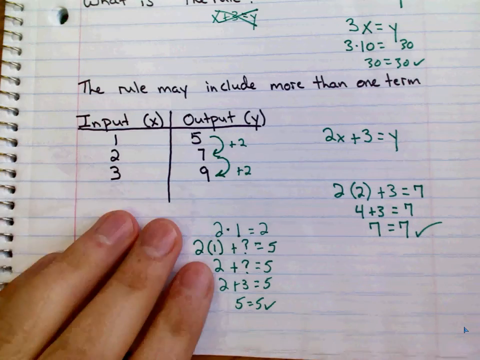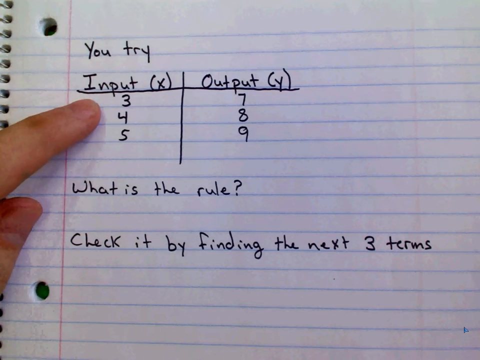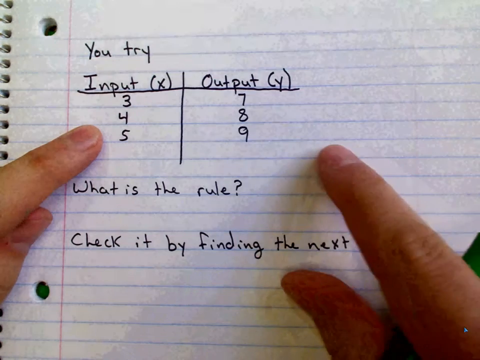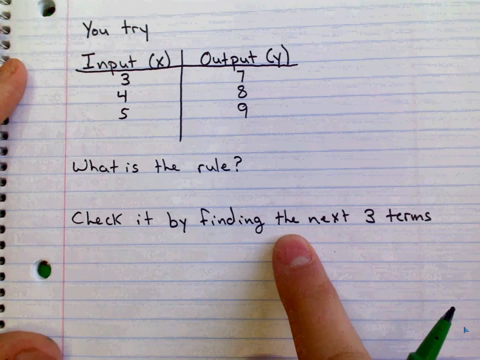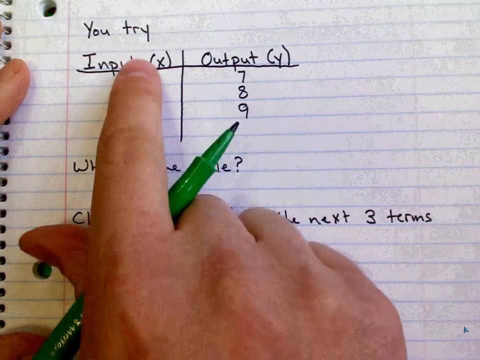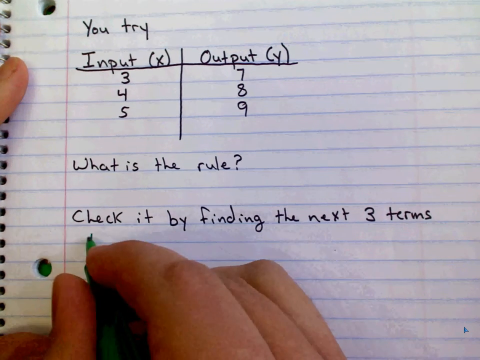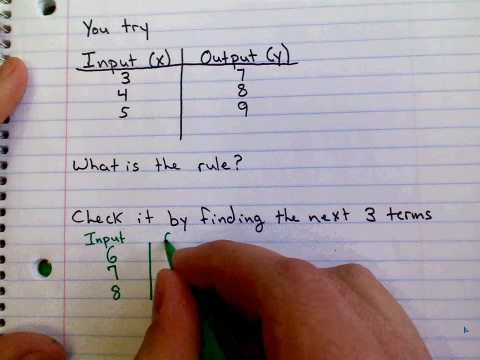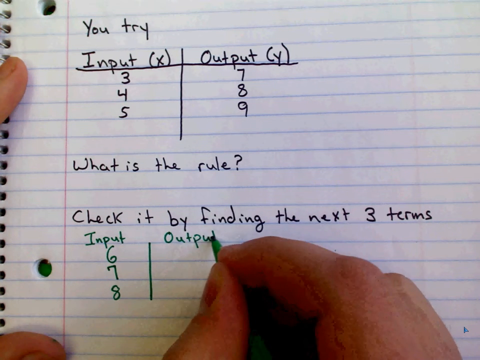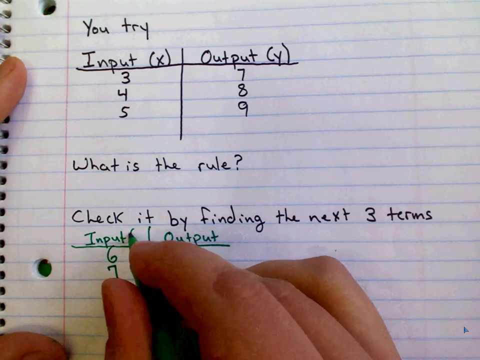All right. Now what I want you to do is try this next problem on your own. You have an input of 3, 4, and 5. Your output is 7, 8, and 9. Try and find the rule, and then check it by finding the next 3 terms. So I want you to find 3, 4, 5, and then check it using 6, 7, and 8 as your input, and find your output. Okay? Pause the video now and go.